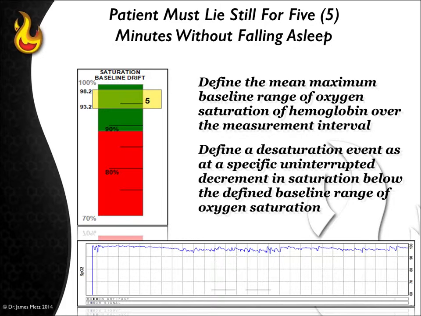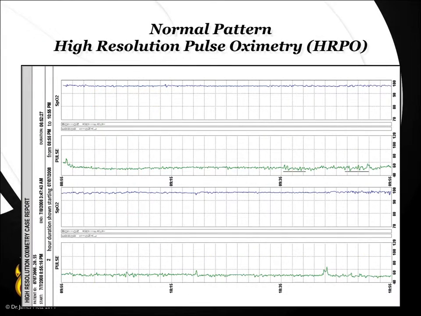Patient, lie still, and it defines the range as we move along. I can't stress that enough. This is what a normal pattern looks like. You'll notice the oxygen is pretty straight, the heart rate is pretty calm, and there's no what we call cycling of the SpO2, or the oxygen levels of the blood.